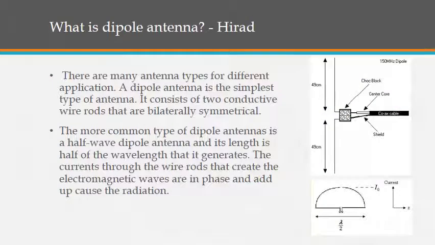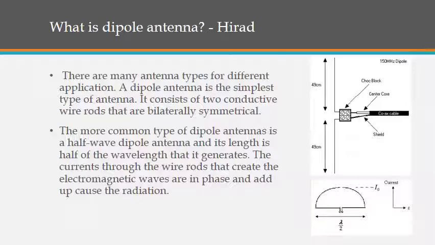Here we're talking about a dipole antenna. What a dipole antenna is, as we explained before, is the simplest type of antenna. It consists of two conductive wire rods. They're bilaterally symmetrical, and as you can see in this picture, one of the rods goes up, one of them points down. The more common type of antenna is the half wave dipole antenna, and its length is half of the wavelength that it generates, as you can see.